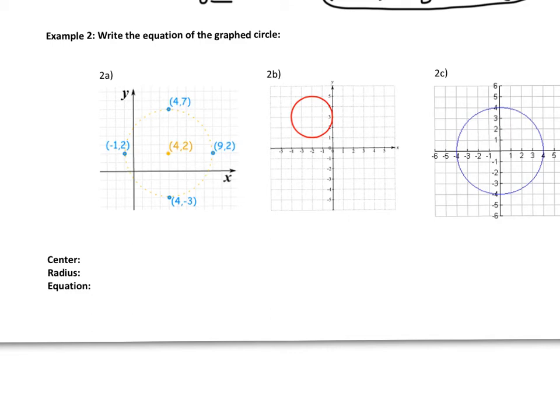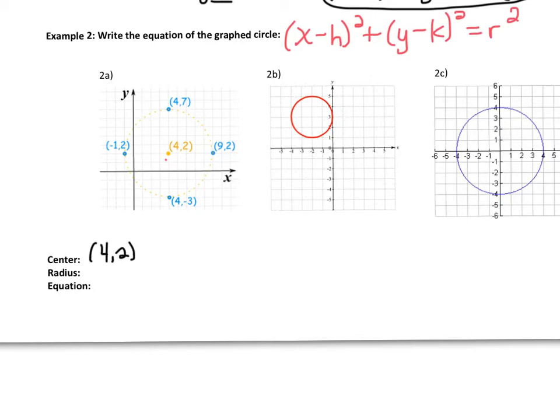All right, same job. We're going to write these in the equation, and I'll jot it down up here so we have it. We have x minus h squared plus y minus k squared equals r squared. Okay, so we need the center. The center of this first circle is in yellow right there. It's (4, 2). So we have that.